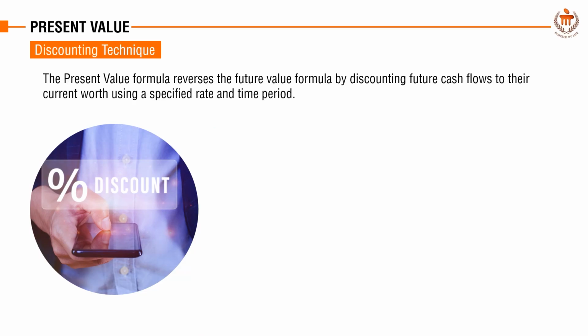Now that we understand the concept of present value and discounting rate, let's explore how to calculate it mathematically. The present value formula is essentially the reverse of the future value formula. It discounts future cash flows to their present value using a specified discount rate and time period. It allows us to determine the current worth of a future amount of money by accounting for the time value of money. Let us look into the components of the formula.